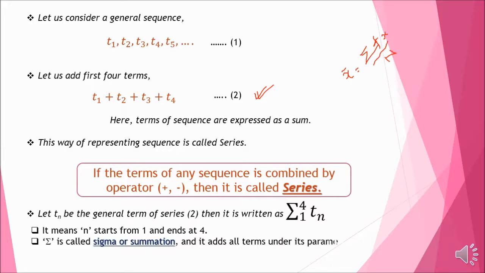Summation is called sigma or summation, and it adds all the terms under its parameter. Here the parameter is n equal to 1, 2, 3, 4. Parameter means boundary, or area of influence. You can say area of consideration, terms of consideration. So I think it's clear.